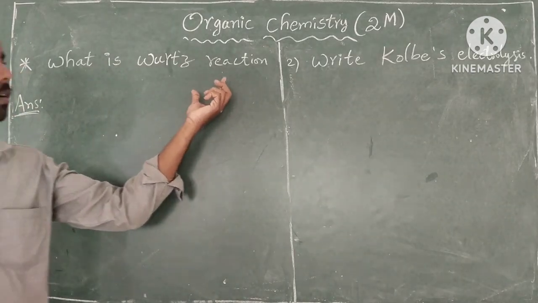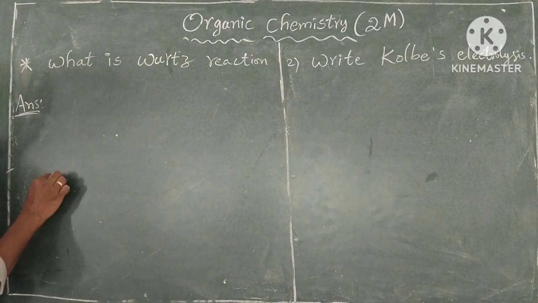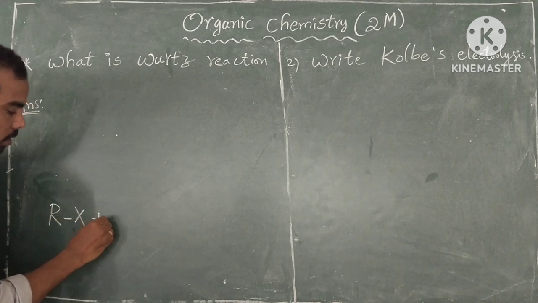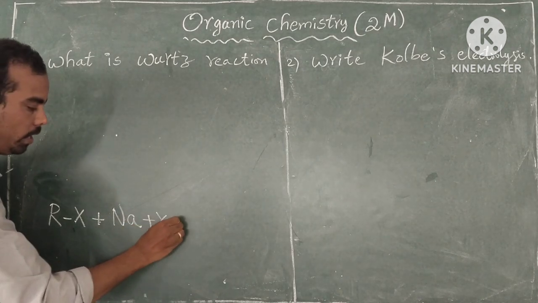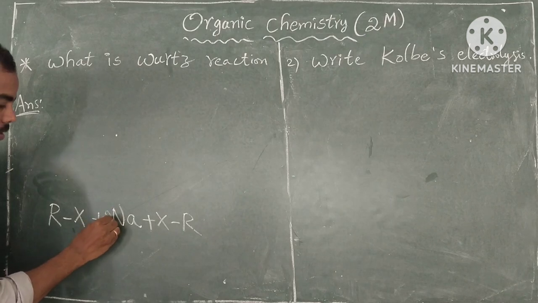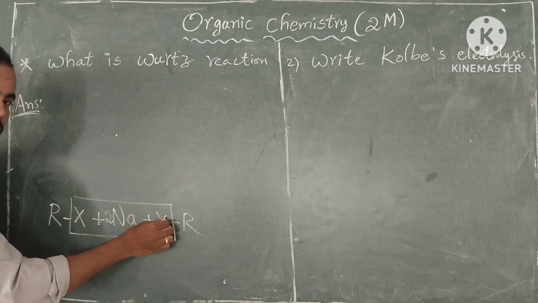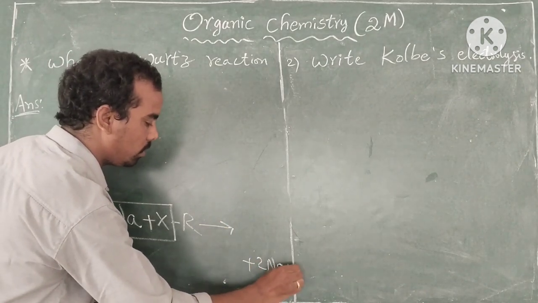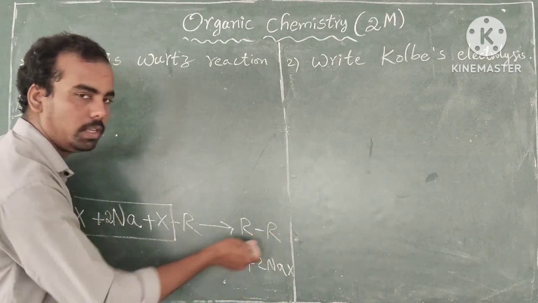What is Wurtz reaction? Next, write Kolbe's electrolysis. So what is Wurtz reaction? Alkyl halides, for example RX. 2 moles of alkyl halides, RX, react with 2 moles of sodium. Then 2 moles of Na react with 2 moles of X forming 2NaX plus R single bond R. R single bond R means C single bond C, an alkane.